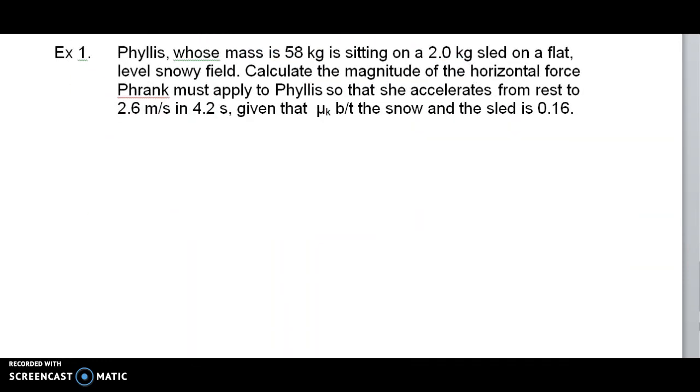Phyllis, whose mass is 58 kilograms, is sitting on a 2 kilogram sled on a flat, level, snowy field. Calculate the magnitude of horizontal force Frank must apply to Phyllis so that she accelerates from rest to 2.6 meters per second in 4.2 seconds, given that the kinetic friction between the snow and the sled is 0.16.